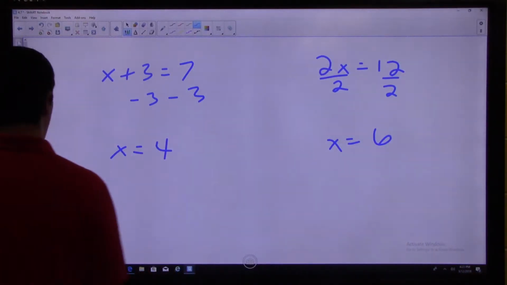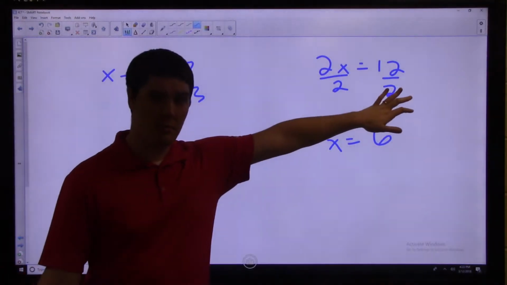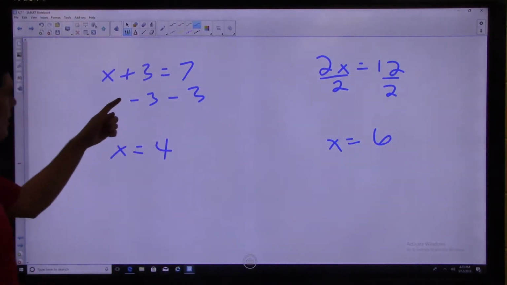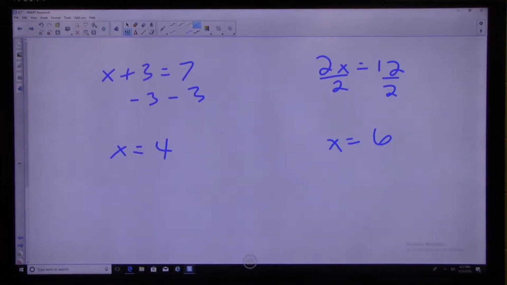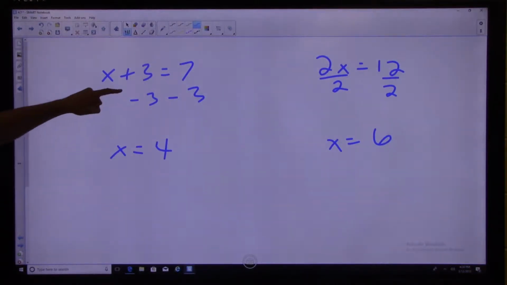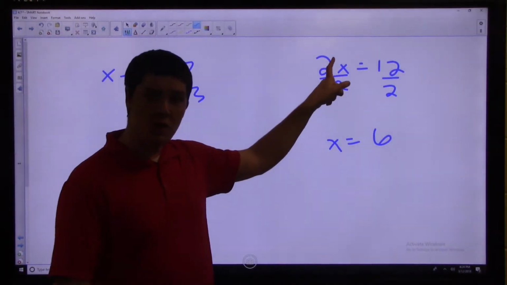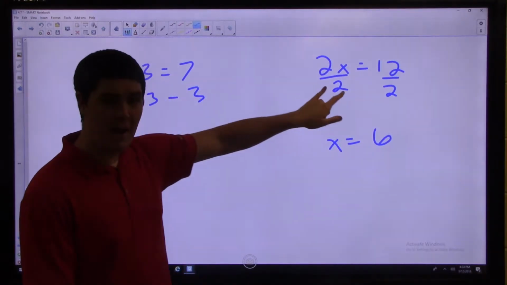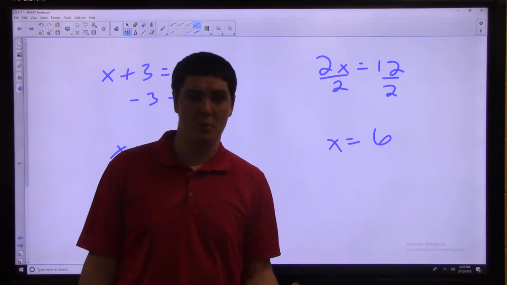So let's talk about why now. Why did we choose to subtract 3, and why did we choose to divide by 2 here? Well, you guys might say it's to get x by itself. And that's true, we want to isolate the variable. The reason it gets it by itself is because subtraction is the inverse of addition. So if I want to undo addition, I've got to subtract. If I want to undo multiplication, I've got to divide. So we have to use the inverse operation in order to undo an operation.